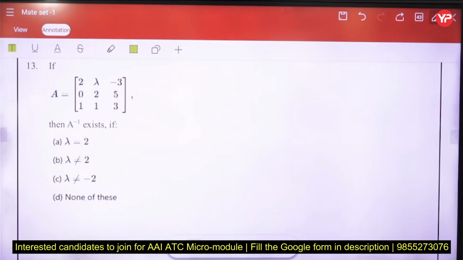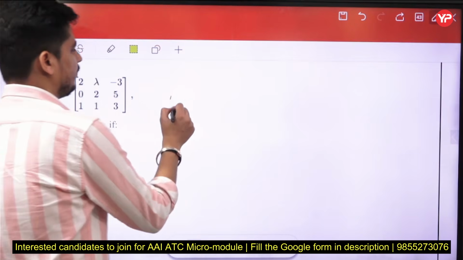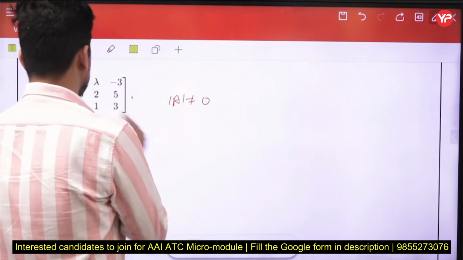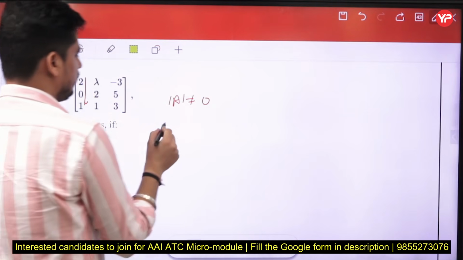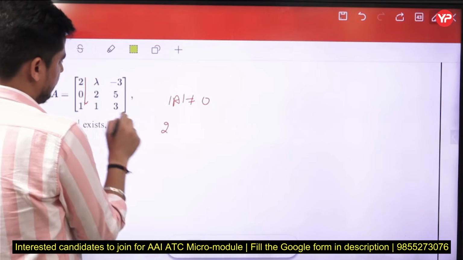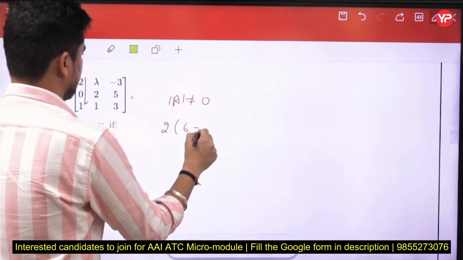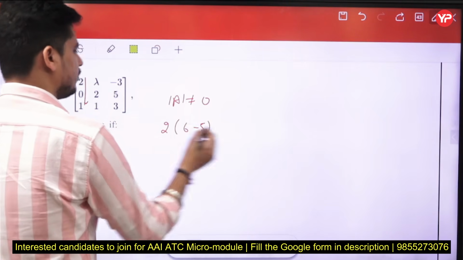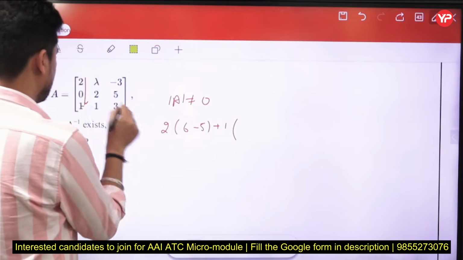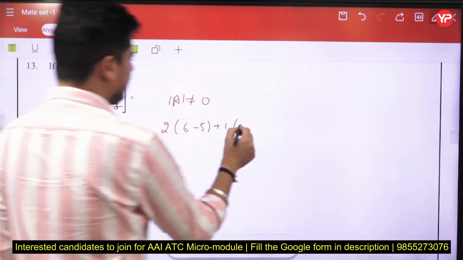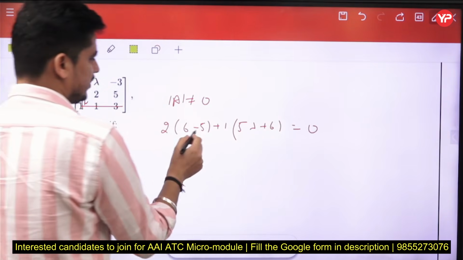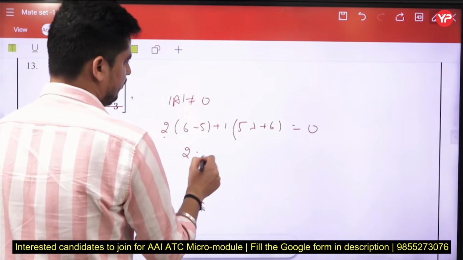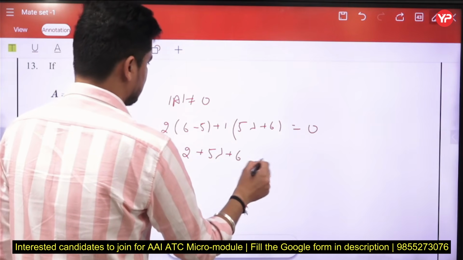If A is equal to this, A inverse exists if determinant of A does not equal 0. So we calculate the determinant. You can expand with respect to the first column. That will be 2 times, with row and column covered, 6 minus 5, then 0, then plus 1, with row and column covered, here 5 lambda plus 6 equals 0. So that becomes 12 plus 5 lambda plus 6 equals 0.